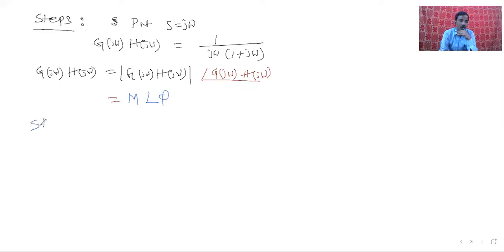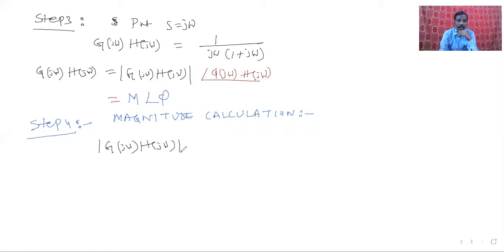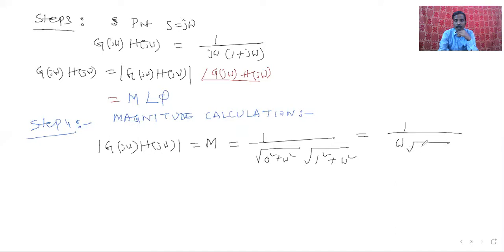And step number 4, magnitude calculation. What is the magnitude? In this case, mod of G(j omega)H(j omega) equals the magnitude. It equals 1 by root over (0 square plus omega square) and root over (1 square plus omega square), that is, root over (a square plus b square). So 1 by omega into root over (1 plus omega square). This is the magnitude M.